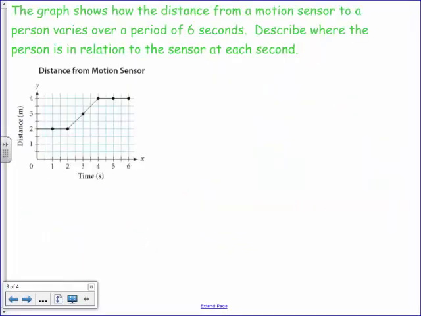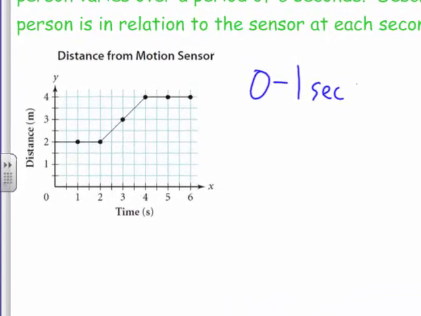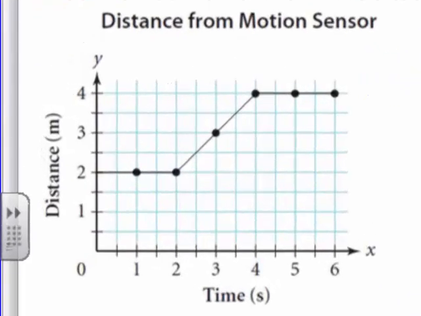So let's get some practice reading some two-variable data. This graph shows how the distance from a motion sensor to a person varies over a period of 6 seconds. Describe where the person is in relation to the sensor at each second. Okay, so from 0 to 1 second, what is occurring here? Well, let's look at my graph. At 0 seconds, it looks like I'm right here, and then at 1 second, I'm right here.